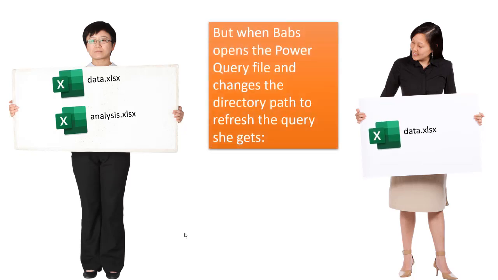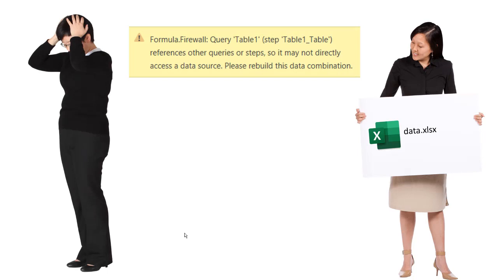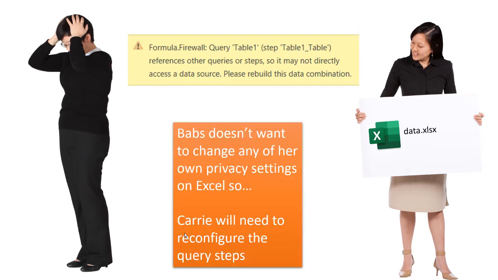So Babs gets the analysis file and opens up that file, which is the Power Query file that has the Power Query parameters in there, and changes the directory path to it. And she's going to get this error, the formula.firewall error. So she opened up the file, and she's got the formula.firewall issue. One of the easiest fixes is to change the privacy settings, and even if they're in the same company, it might not be too hard to do.